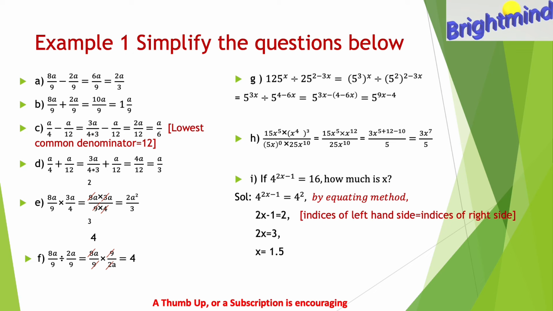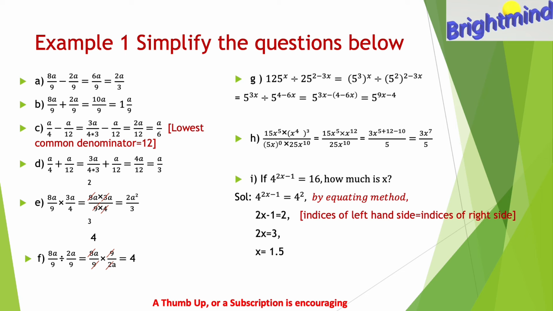0 index will give you 1. So 5x, bracket, to the power of 0 will be 1. And that 1 multiplying 25x to the power of 10, the result is 25x to the power of 10. Now this version looks better. Now we look at the common factor. 15 is 3 times 5. 25 is 5 times 5. So I can cancel the common factor 5. I get 3 over 5.